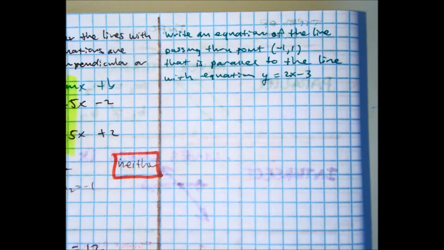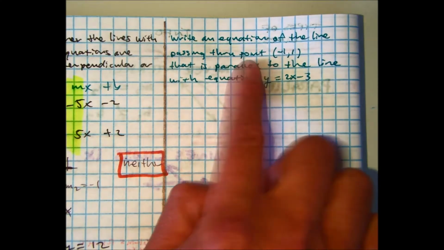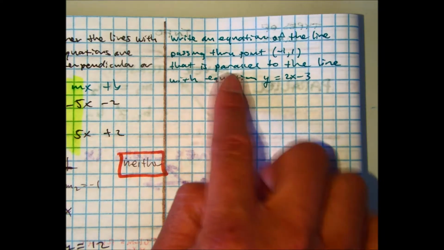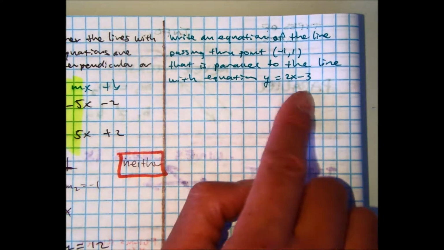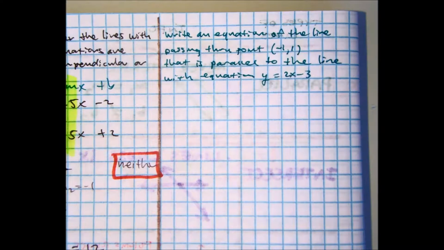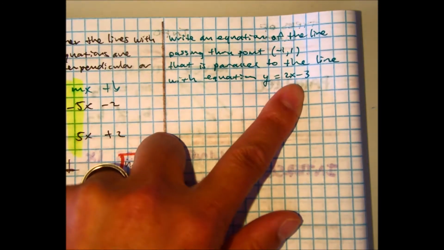Alright, this problem tells us to write an equation of the line passing through negative 1, 1 that is parallel to the line with the equation y equals 2x minus 3. Let's give ourselves a quick visual. Let's go ahead and graph y equals 2x minus 3.